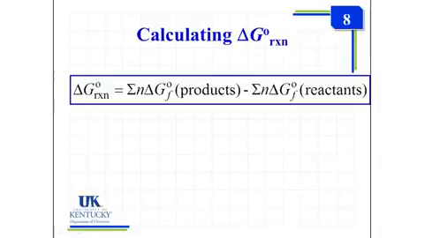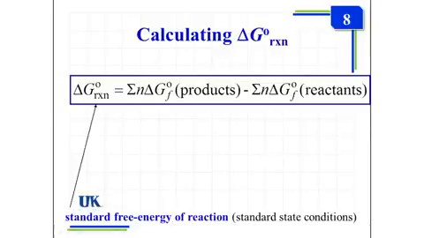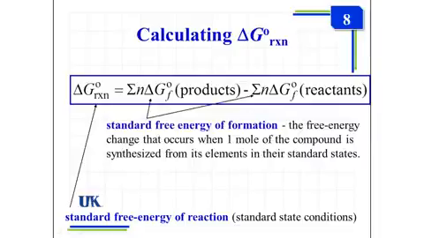This equation looks very similar to one that you've seen before, but with G's instead of H's. So let's go through and look at this equation. First, it's standard state conditions. We see that little circle there, so that means we have 1 molar if it's solution and 1 atmosphere if they're gases. What these are defined as here are the free energy of formation.